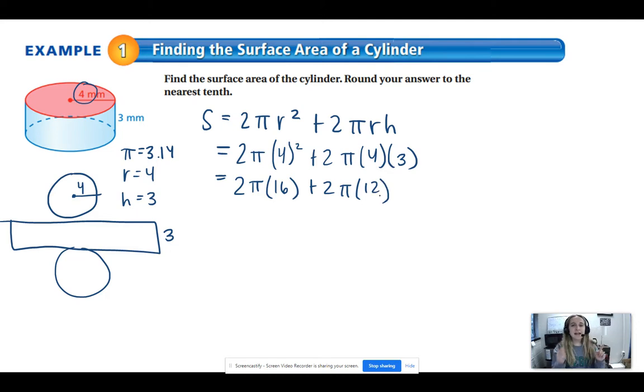So now this is kind of something that is new in this section. We want to multiply these together because we want to leave it in terms of pi first. So we want to leave it in terms of pi until the very end so that our rounding is correct. So multiply 2 times 16. So that's going to give me 32 pi plus 2 times 12, which is going to give me 24 pi.